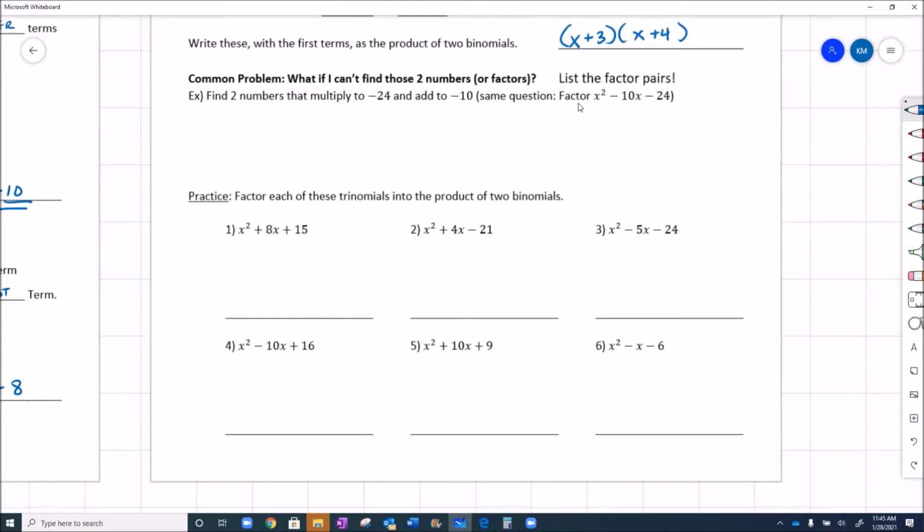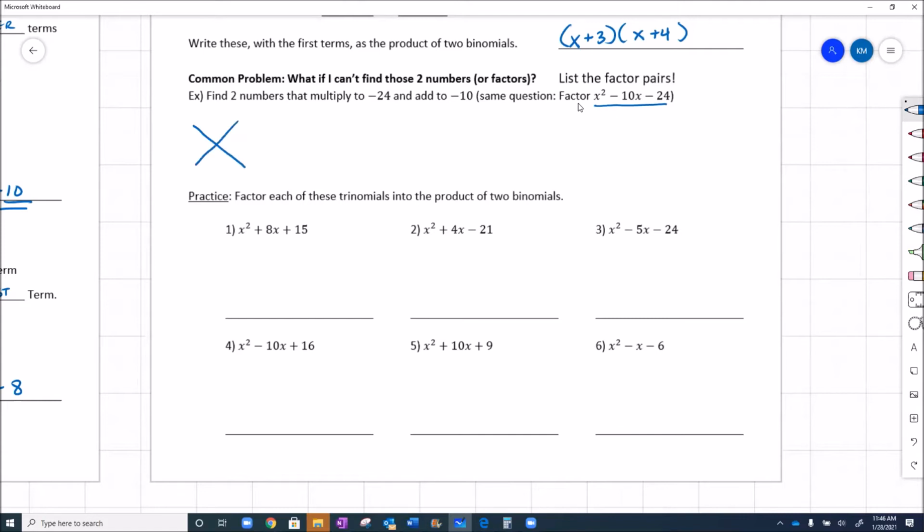Here's a common problem. What if you can't find these two numbers or factors? Then I would suggest that you write these out. For instance, this problem, we have x squared minus 10x minus 24. Here it says, find two numbers that multiply to negative 24 and add to negative 10. So a problem like this, you might be like, okay, I don't know how this goes.